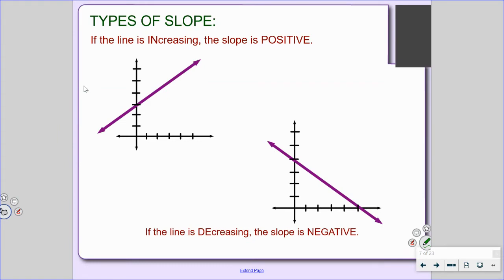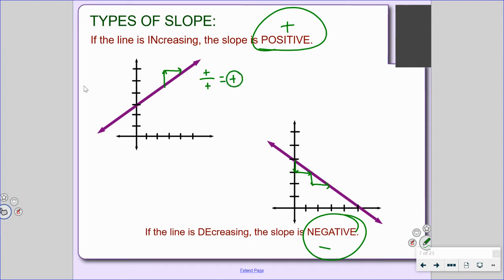All right, types of slope. If the line is increasing, so we're talking going up and to the right, that is a positive slope, ladies and gents. However, if the line is decreasing, going down and to the right, that is a negative slope. Now, just want to remind you, I think we've talked about this before, you can go up and right because a positive divided by positive is a positive. But guess what? You could also go down and left. And if I'm thinking about this, a negative divided by a negative is still a positive slope.